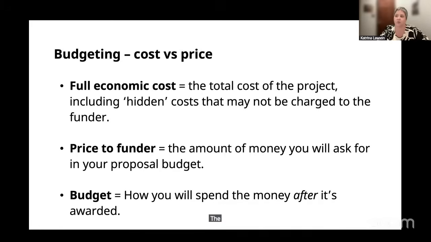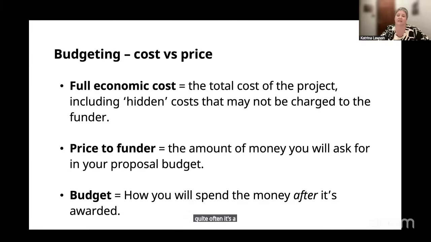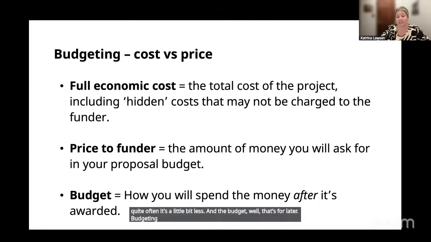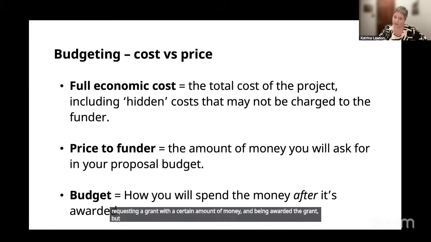The price that you put in your budget, in your application, that's the amount of money you're asking for. Might not be exactly the same as the cost. Quite often it's a little bit less. And the budget, well, that's for later. Budgeting is how you're going to spend the money after you've had it awarded. And oftentimes you might need to negotiate how much your budget will actually end up being versus what you asked for. I think many people here have probably had the experience of requesting a grant with a certain amount of money and being awarded the grant, but with a smaller budget.